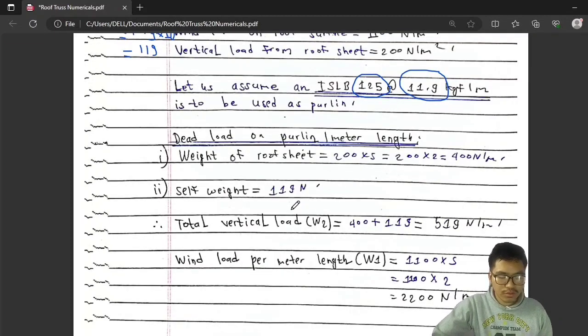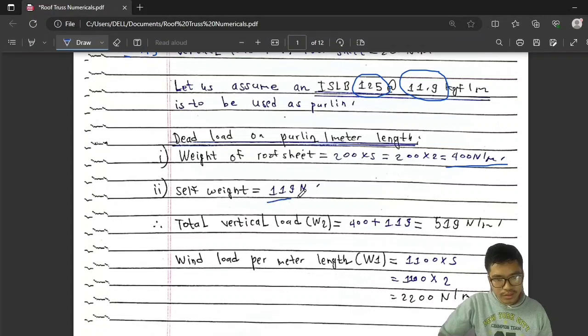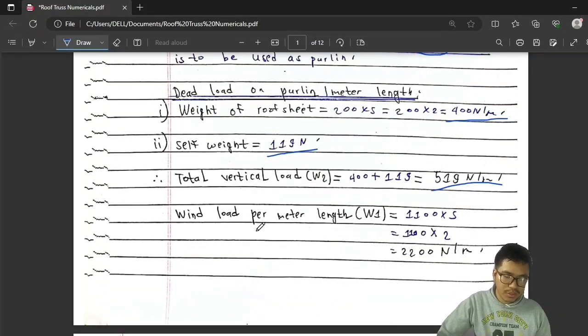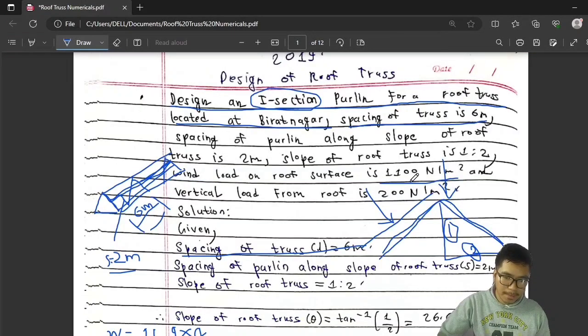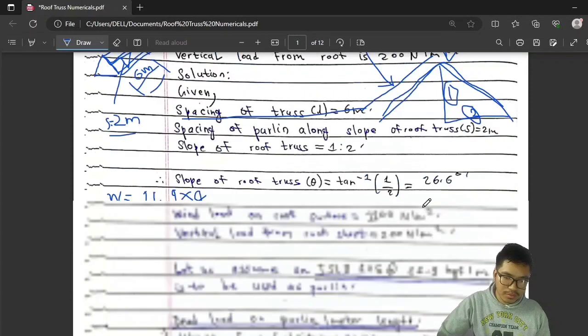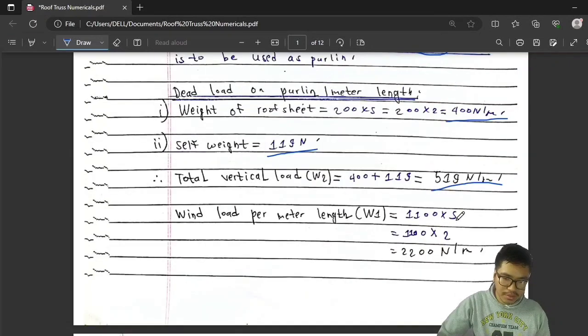So total vertical load is this of roof sheet and this of purlin. So total weight is 400 plus 119, which is 519 Newton per meter. So wind load per meter length: the wind load is 1100 Newton per meter square multiplied by S, that is 2, which gives 2200 Newton per meter.